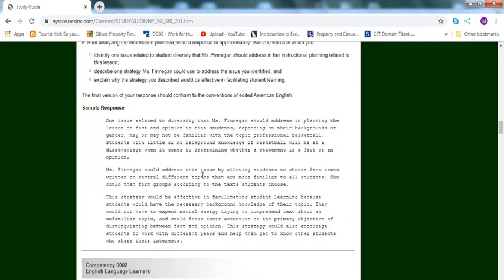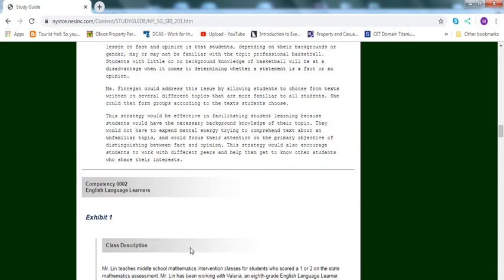Ms. Finnegan could address this issue by allowing students to choose from texts written on several different topics that are more familiar to all students. She could then form groups according to the text students chose. This strategy would be effective in facilitating student learning because students would have the necessary background knowledge of their topics. They would not have to expend mental energy trying to comprehend text about an unfamiliar topic, and could focus their attention on the primary objective of distinguishing between facts and opinion. This strategy will also encourage students to work with different peers and help them get to know other students who share their interests. So as you can see, it's perfect.